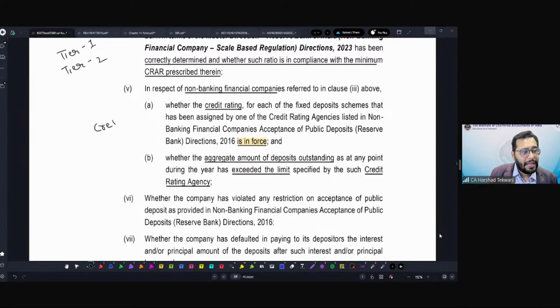So credit rating in force, and acceptance of deposit beyond limit. Okay, that is something the auditor has to report.